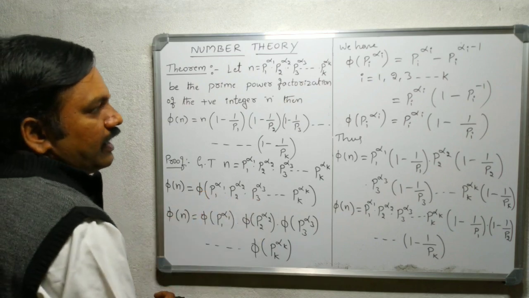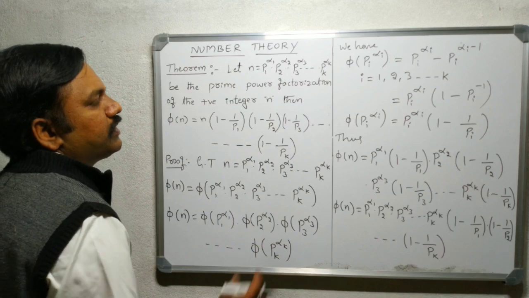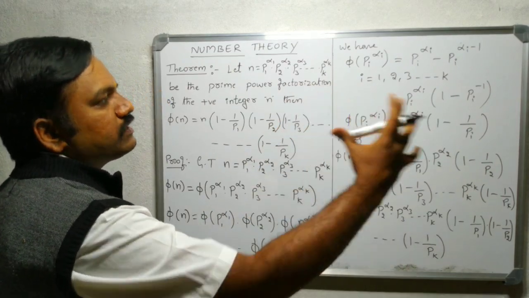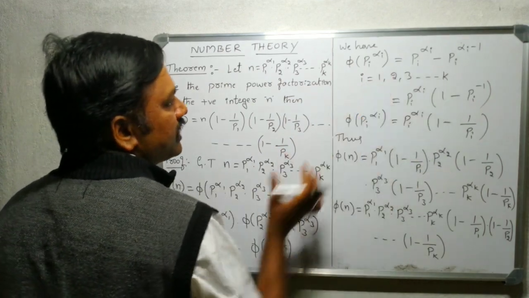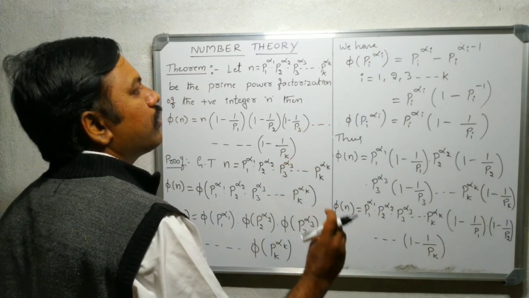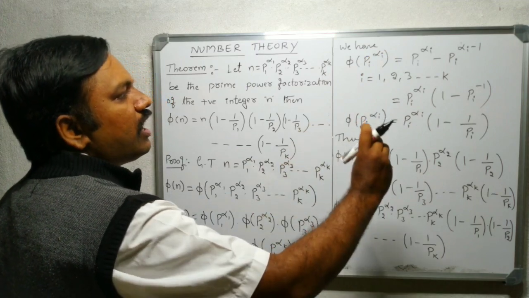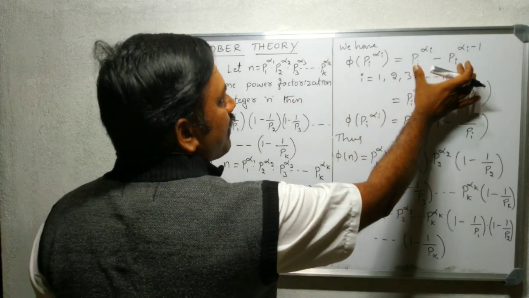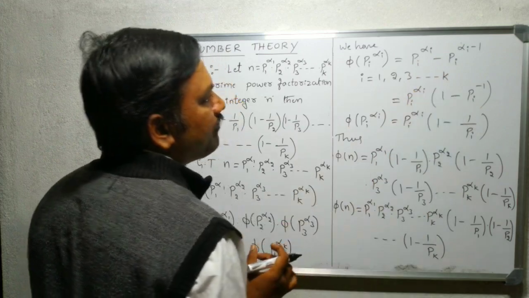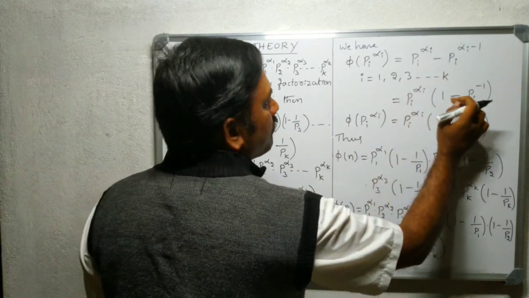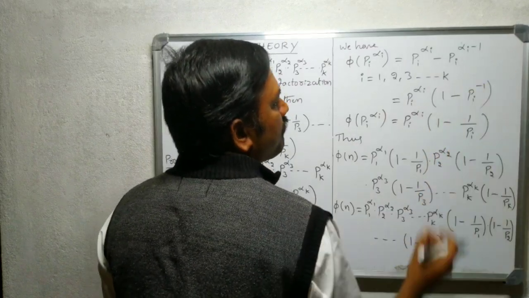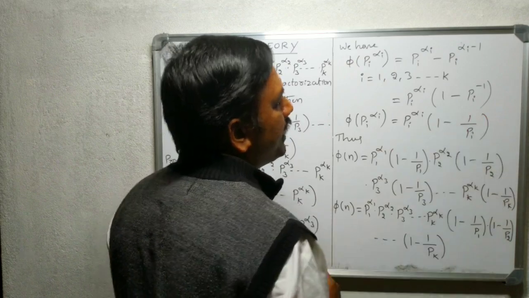So in the note I wrote one result, that is phi of p power n is equal to p power n minus p power n minus 1. On the basis of that result, we can write phi of pi to the power of alpha is equal to pi to the power of alpha I minus pi to the power of alpha I minus 1. So take pi to the power of alpha I as common. So if we take pi to the power of alpha I as common, here 1 minus pi to the power of minus 1. So pi to the power of minus 1 is nothing but 1 divided by pi.